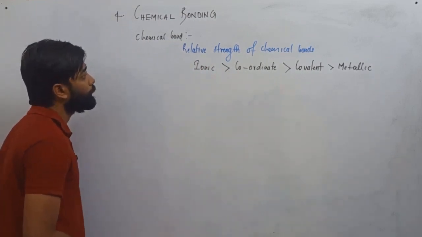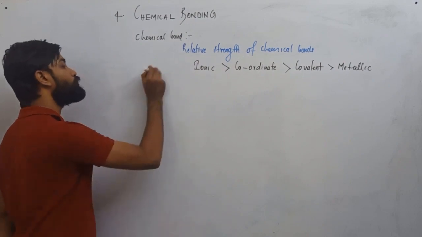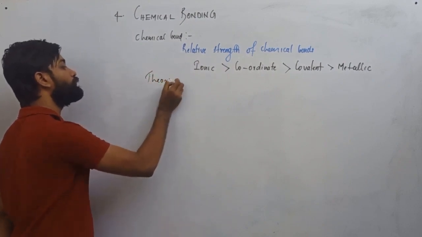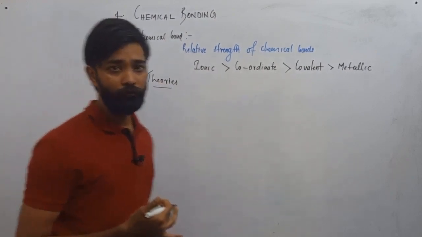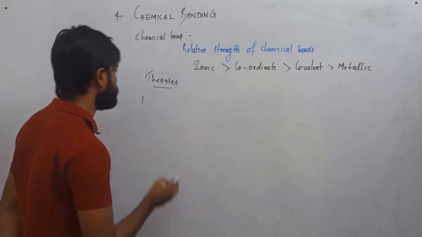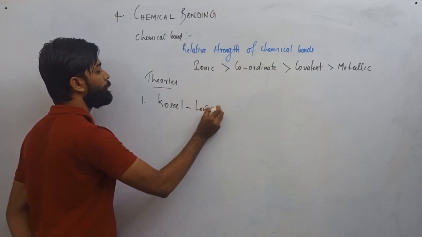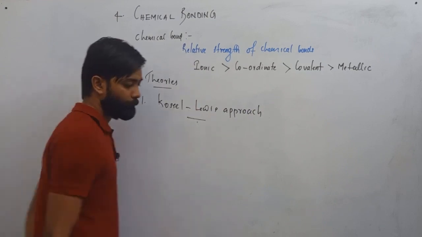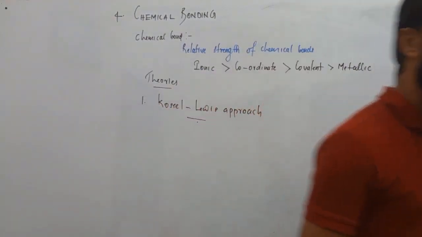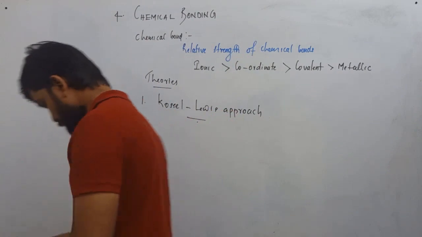First of all, now we can discuss some theories of chemical bonding. The first theory, or the first attempt about the bonding, is the Kossel-Lewis approach. Ready? Fine. So write some points. This is the view of scientists called Kossel and Lewis.